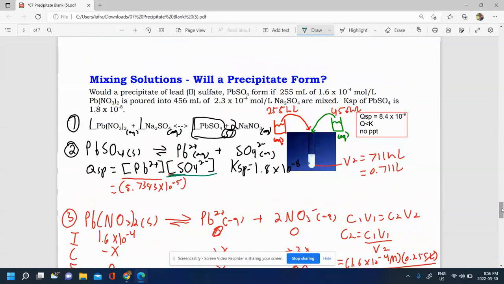Now, one thing I forgot to mention earlier: I didn't really have to look at my solubility table to find which one was going to be my precipitate. Notice the question tells us: would a precipitate of lead 2 sulfate form if this and that are mixed together? And they also gave us the KSP value, so I didn't have to go look. But I want to show you where you'd find the information if it wasn't provided to you.